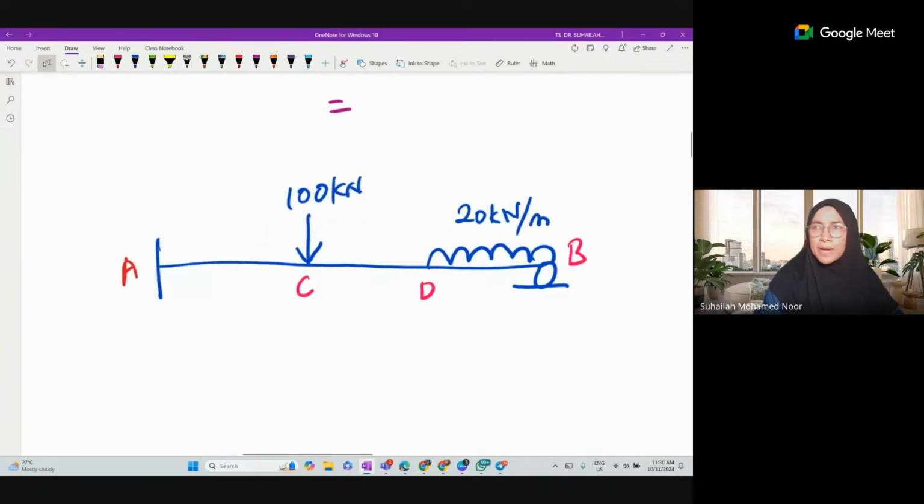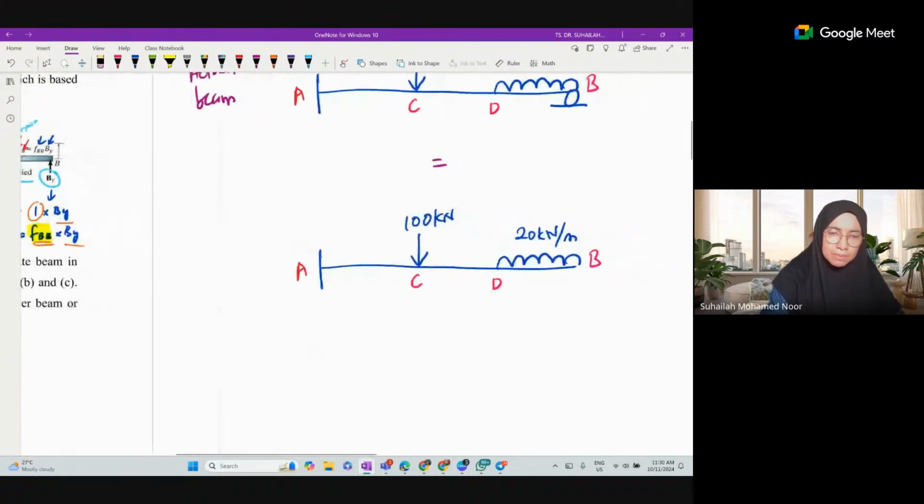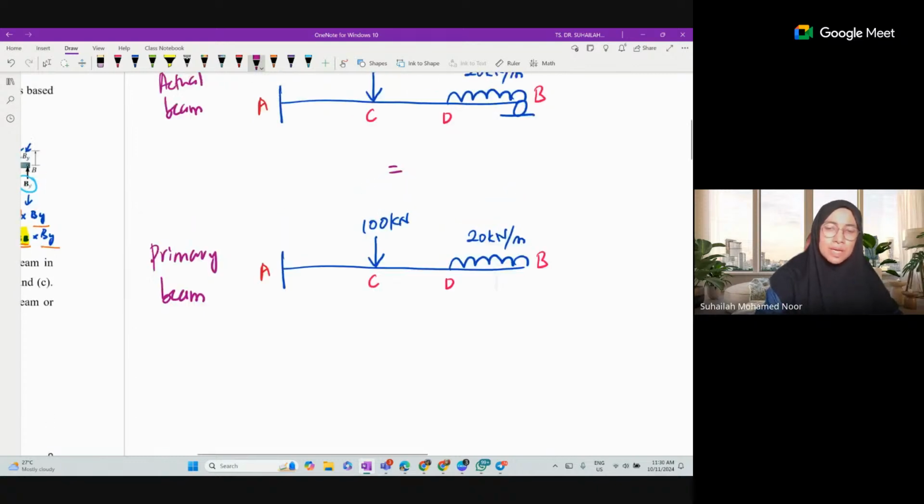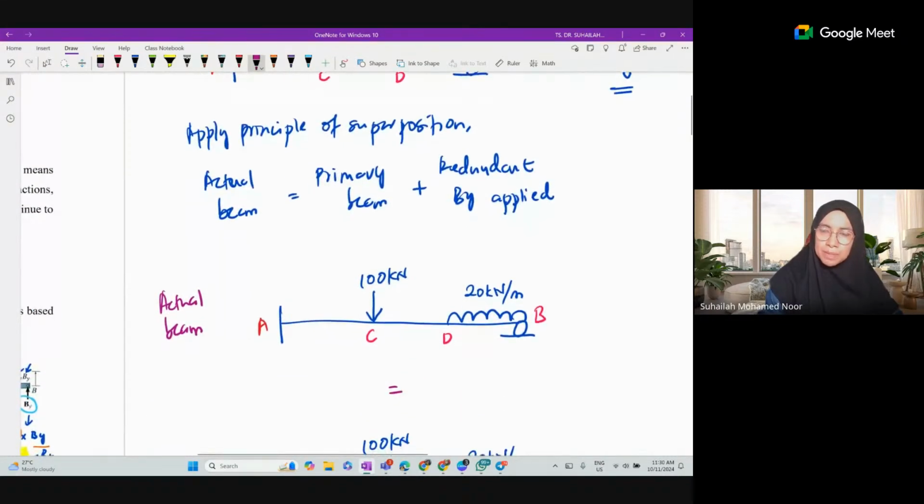Okay, so for the primary beam, we remove this roller. This is the primary beam. So the only thing that we remove from the primary beam is the roller. Okay, so we refer to this principle.